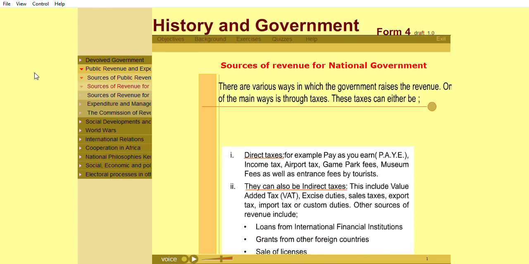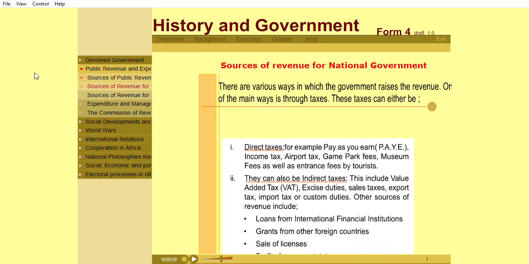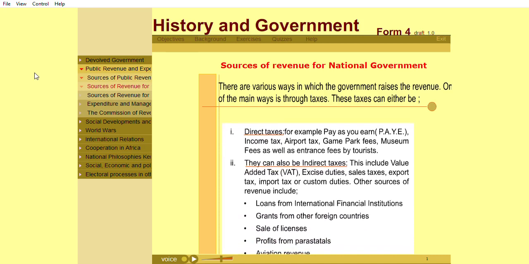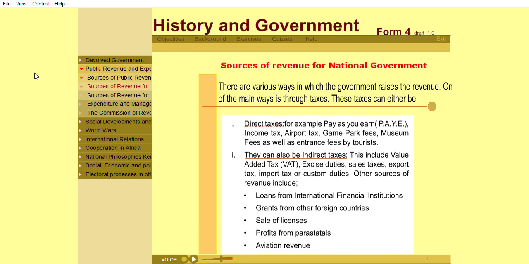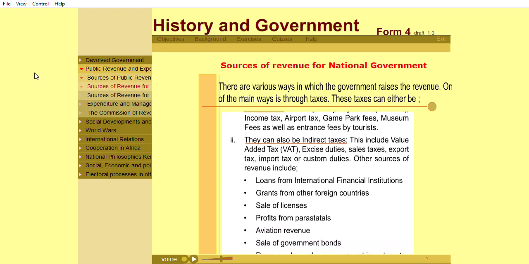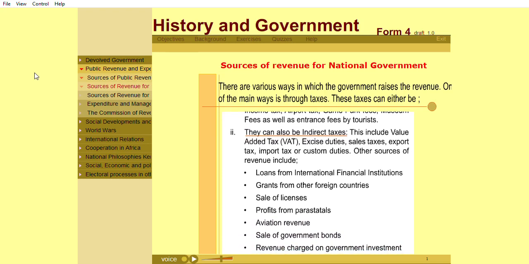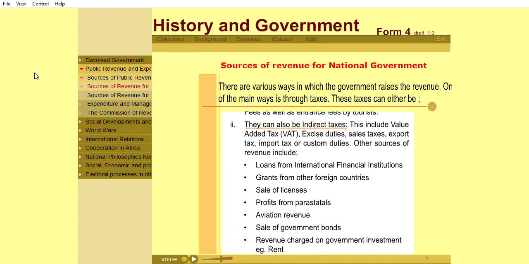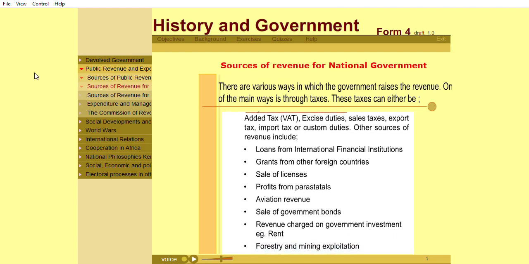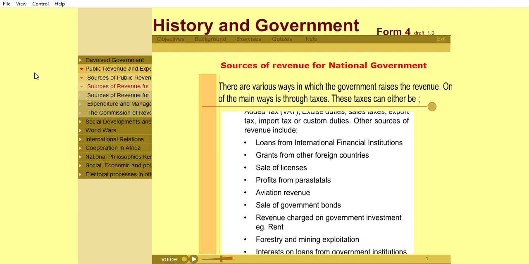Other sources of revenue include loans from international financial institutions, grants from other foreign countries, sale of licenses, profits from parastatals, aviation revenue, sale of government bonds, revenue charged on government investment, for example rent, forestry and mining exploitation, and interest on loans from government institutions and parastatals, for example NBK.